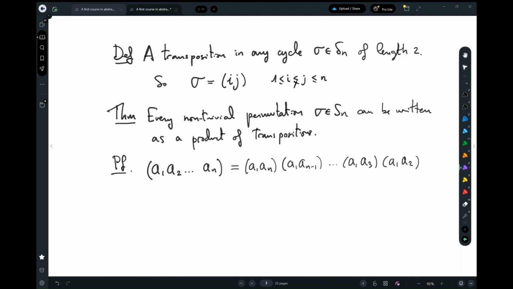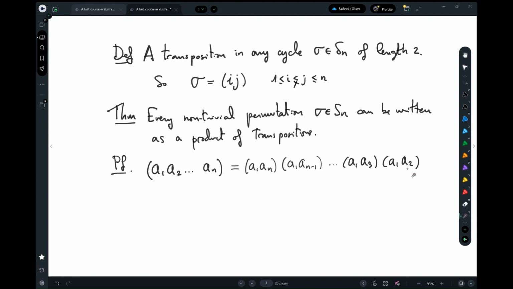Let's see where a1 goes. Let me do it just with the laser so I don't write all over the place. Starting from the right-hand side, where does a1 go? a1 goes to a2, and then a2 is not touched by the rest of them, so a1 goes to a2 as claimed.